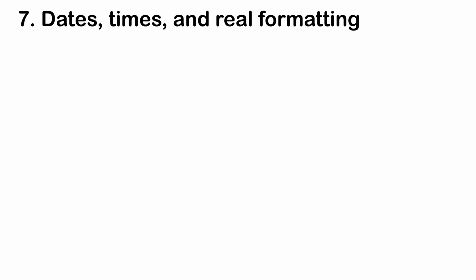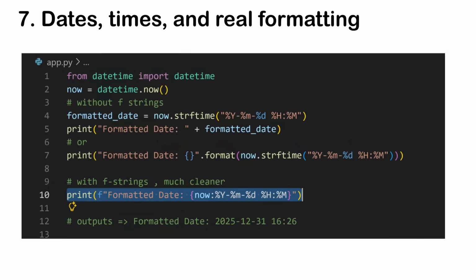7. Dates, times, and real formatting. Dates are painful without formatting, and f-strings make it very simple. No string format time clutter everywhere. The format lives in the output definition.